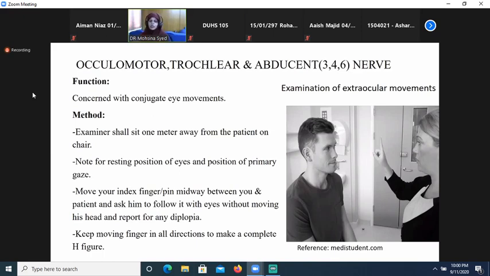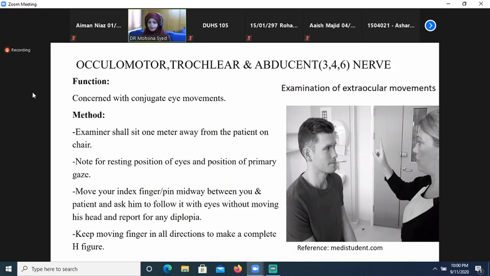And then you start moving your index finger or a pin. It should be midway between you and the patient, and you ask him to follow it with his eyes. You will give him 2 commands. You will ask him to follow it with his eyes without moving his head, and also ask them to report any diplopia or double vision.